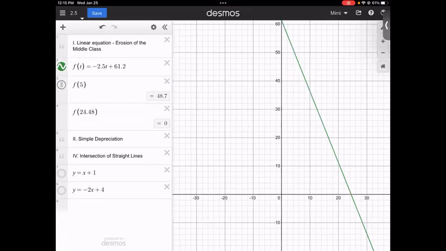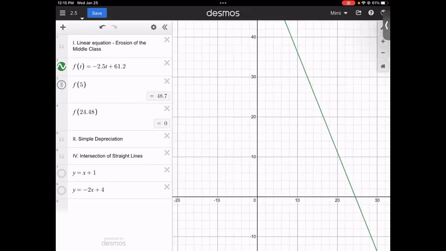The middle class disappears when the function hits the x-axis, right? There's no middle class, no percentage, 0%. So that's the x-intercept. The x-intercept happens at 24.48 decades. So roughly 250 years from 1971, there's no middle class if the trends keep going, which I don't think is going to happen.